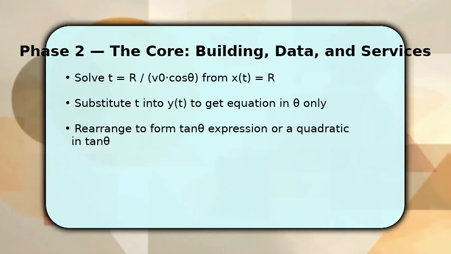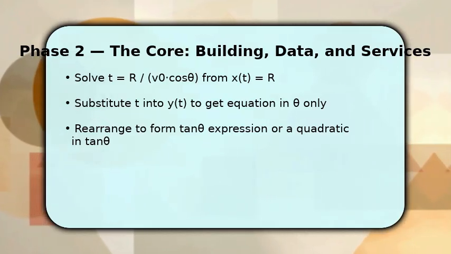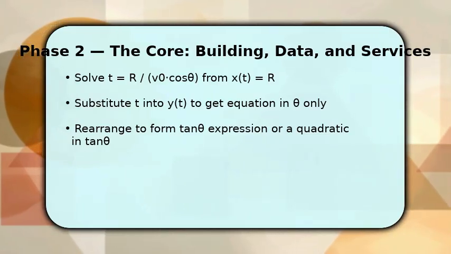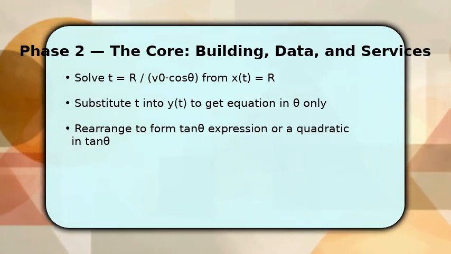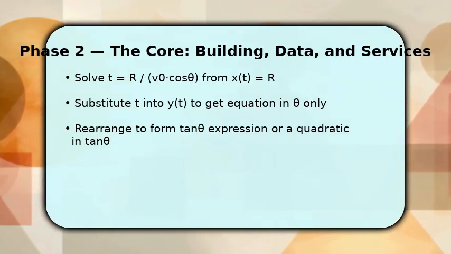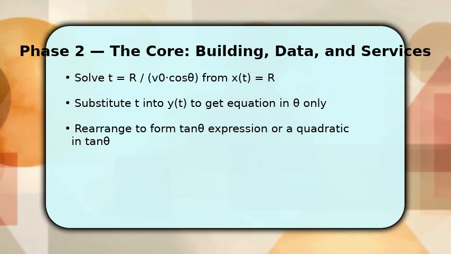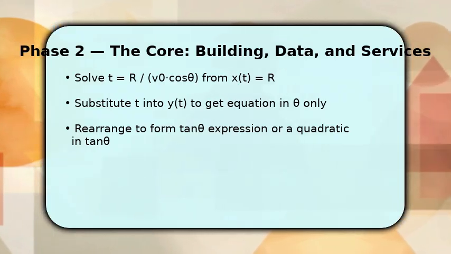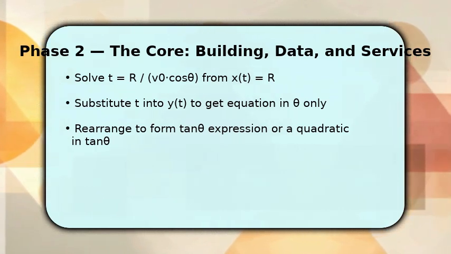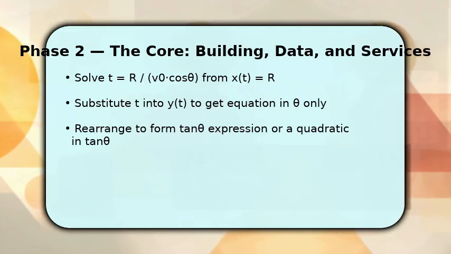Doing this eliminates time and produces an equation with sin theta, cos theta, or tan theta. Then use trig identities. Sin theta over cos theta equals tan theta, and 1 over cos squared theta equals 1 plus tan squared theta, so you can convert the equation into a quadratic in tan theta. Solve the quadratic for tan theta. Choose the physically relevant root, and then compute theta equals arctan of tan theta.